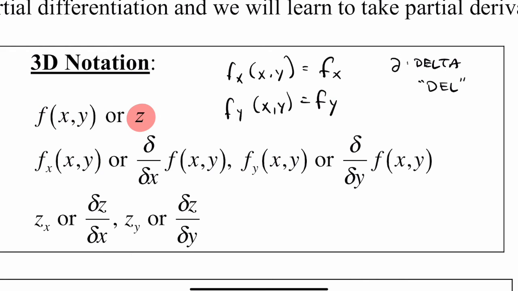So the other option was if you have a z to denote your multivariate function. So the partial derivative of z with respect to x could just be written as zx, or the partial derivative of z with respect to y could be written as zy. If you're going to use the delta symbol, then you could write it as del z del x or del z del y.